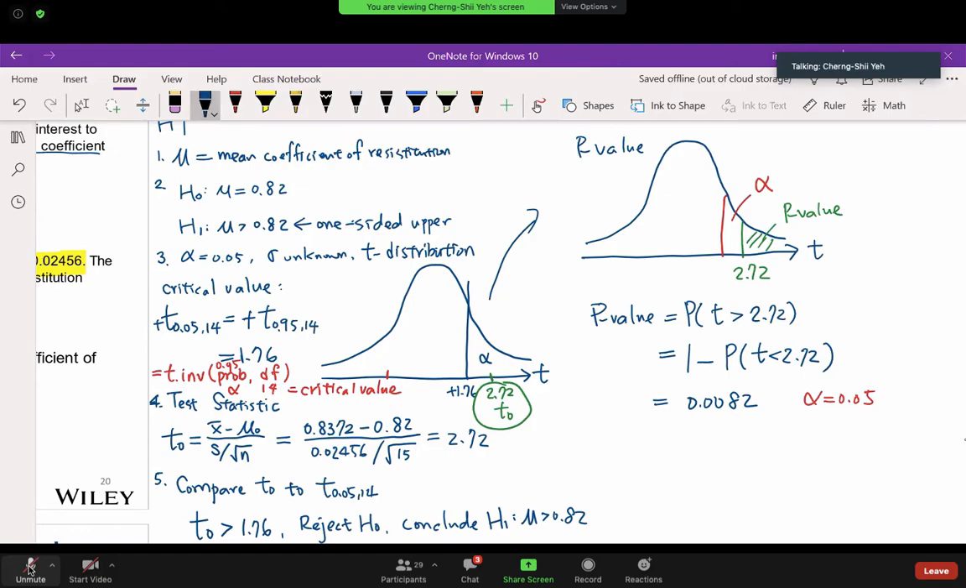So again, let's draw our conclusion. Since my p-value is less than alpha, we reject the null hypothesis and conclude the alternative hypothesis. Again, reject the null hypothesis, conclude the alternative hypothesis. It doesn't matter if you use the first method, comparing the test statistic to the critical value, or the p-value method, the conclusion will be exactly the same.